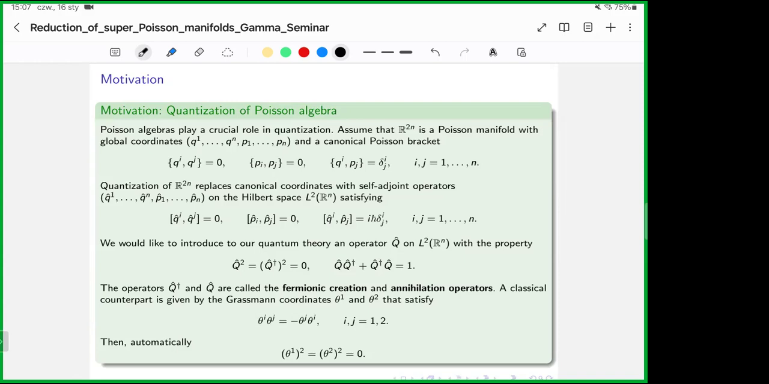And in quantum mechanics, we would like to introduce to our theory an operator Q that is nilpotent and whose Hermitian adjoint is also nilpotent, and that satisfies also this property. And to have a classical object that corresponds to such quantum object, we need to introduce anti-commuting variables to our differential geometric manifold. Then we see that if those coordinates anti-commute, then they are automatically nilpotent.